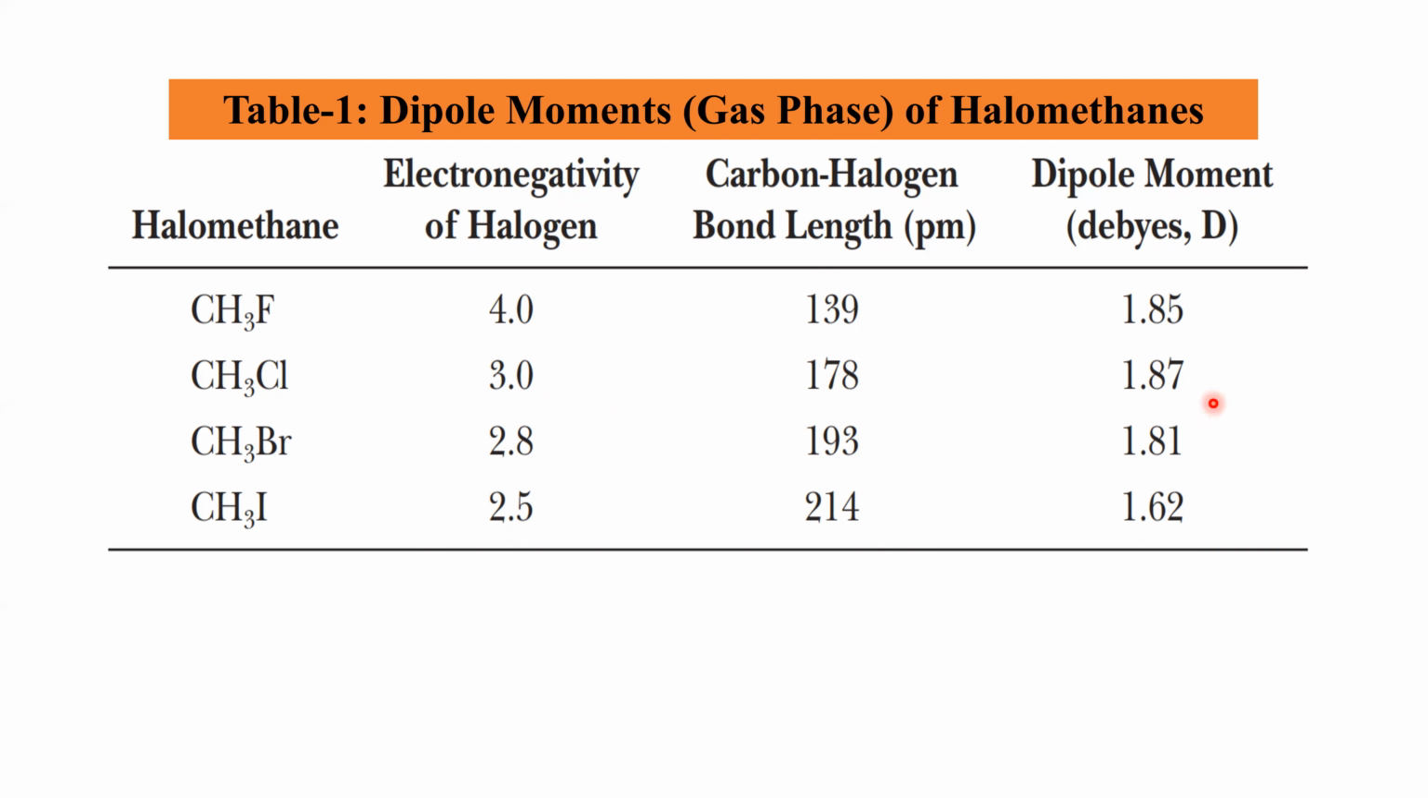So the highest dipole moment is of the chloromethane, which has the larger dipole moment, right? And you can see that one. So you can say that if you compare the chloro, bromo, and the iodomethane, the chloromethane has the highest dipole moment in these elements.